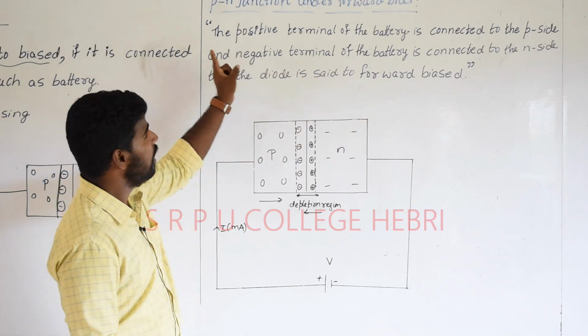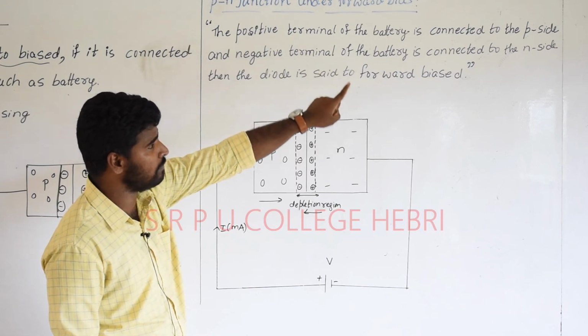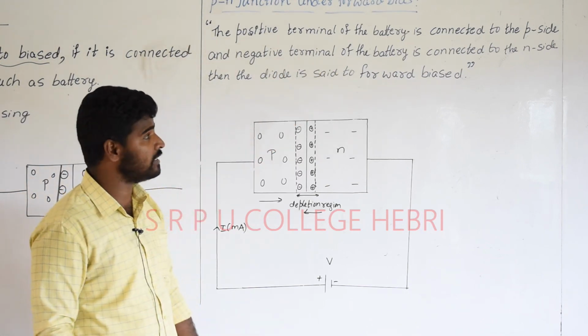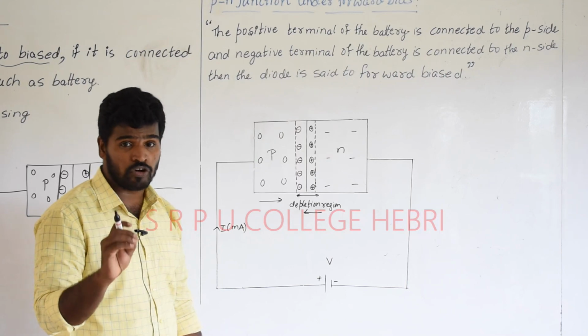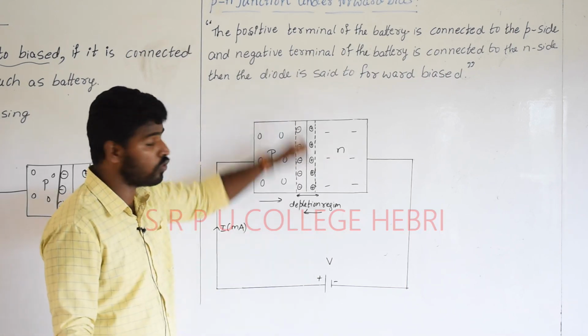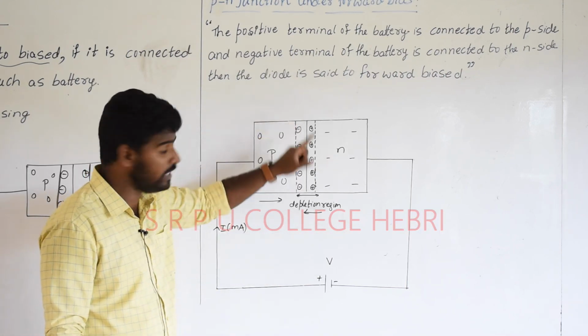See here the definition: the positive terminal of the battery is connected to the P side and the negative terminal of the battery is connected to the N side. Then the PN junction diode is said to be forward biased. What about this diode is said to be forward biased?